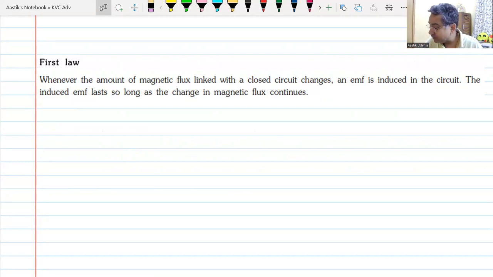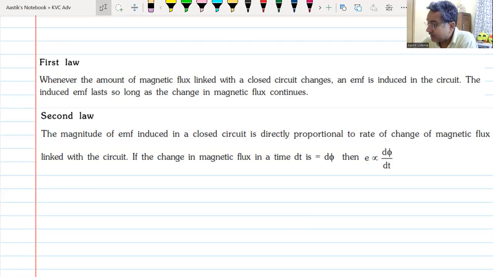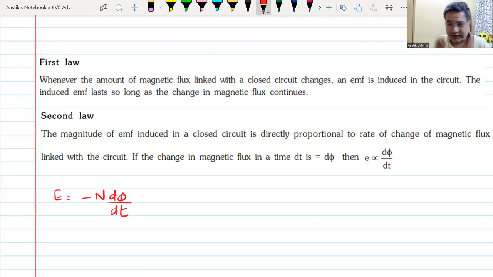The second law is the value of this induced EMF is directly proportional to the rate of change of flux, or I can write this EMF which is induced in the coil is equal to minus N d phi by dt, where what is N? Number of turns in the coil. d phi by dt is the rate of change of flux with one coil, N is the number of coils. So minus N d phi by dt will be the total rate of change of flux. It is the negative of the rate of change of flux with the coil. The value of this negative sign is given by the Lenz law. So we will understand it when we understand Lenz law. Right now we are going to understand Faraday's law.